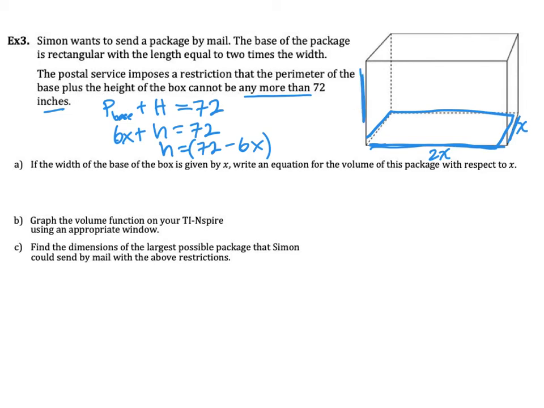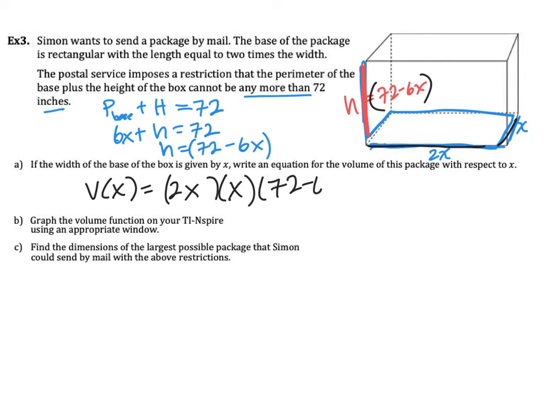So here is the height right here. I guess I can use a different color, right? So we're saying that height is 72 minus 6x. Okay. Part B, it says if the width of the base of the box is given by x, write an equation for the volume of this package. So, okay, we already did that, the width. So the volume of the package is length times width, 2x times x times height, and we just said the height was 72 minus 6x. So this is the equation that we're going to use.